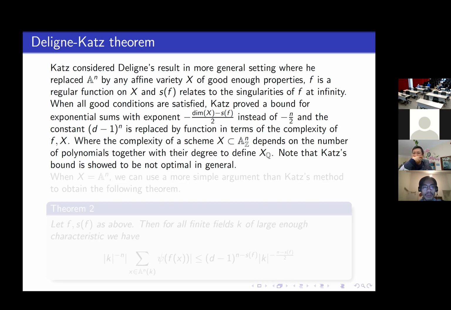For example, here I explain a bit about the complexity of a scheme, a subscheme H of A^n. This depends on the number of polynomials together with the degrees used to define it. We remark that this bound is not optimal in general because we have many singularities.